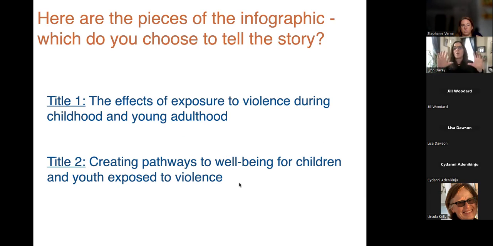Option 1 for the title: the effects of exposure to violence during childhood and young adulthood. Option number 2 for the title: creating pathways to well-being for children and youth exposed to violence. You can use the chat to vote. So it looks like everyone's choosing 2, which is great. That's what I wanted you to choose.